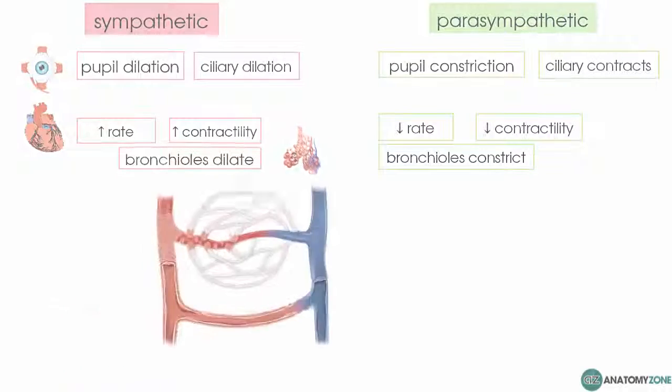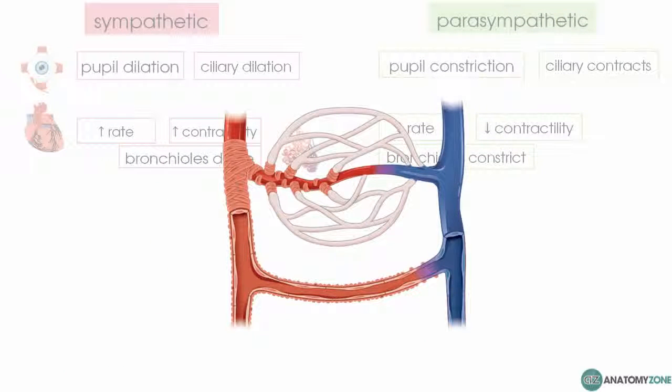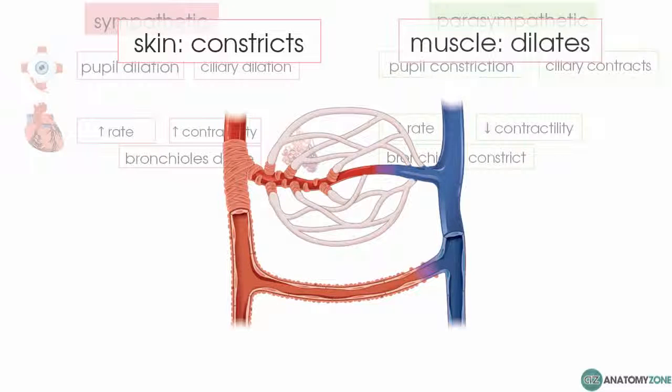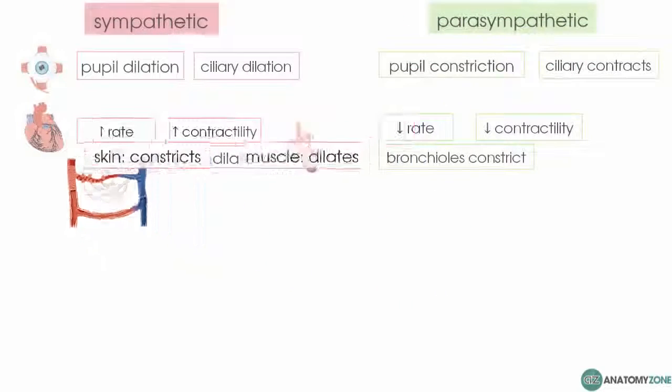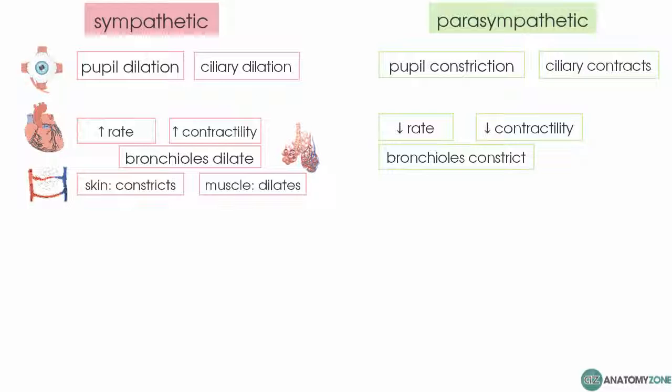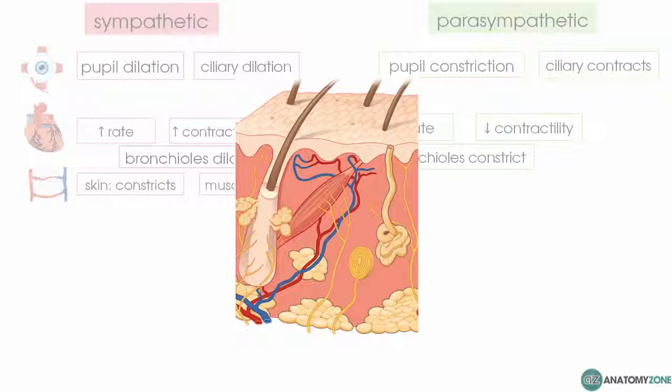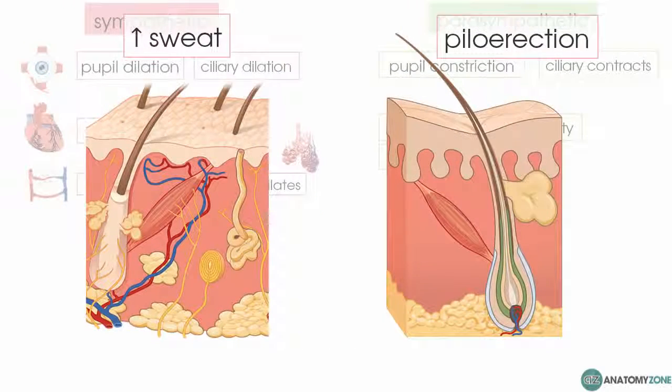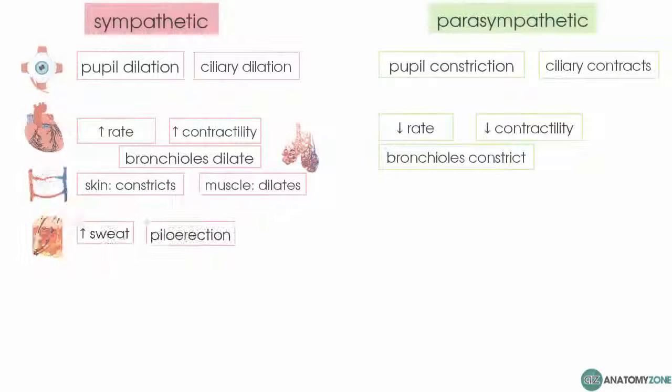In terms of blood vessels, the blood vessels supplying the skin constrict and blood is shunted towards skeletal muscle, which would allow the caveman to run away from that lion. In addition, the sweat glands in the skin are stimulated, so you get increased sweating, preparing for the increase in heat when you're about to run away or fight, and you also get contraction of the pilomotor muscles.